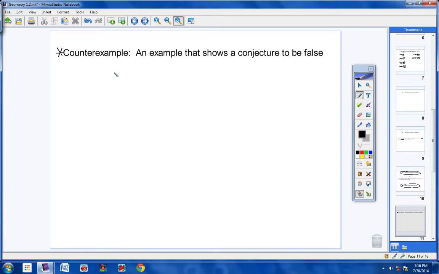A counterexample is an example that proves or shows a conjecture to be false. A counterexample is an example that shows or proves a conjecture to be false. Now listen, let's go back to my Dalmatian example. You made a conjecture and you said what? All dogs are Dalmatians. That was your conjecture. Now, do you know what a counterexample would be? It would be an example that proves that conjecture false.